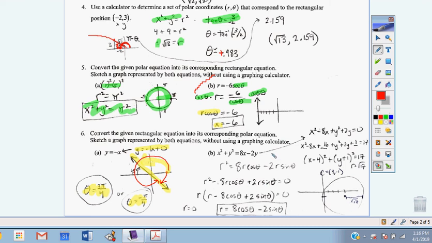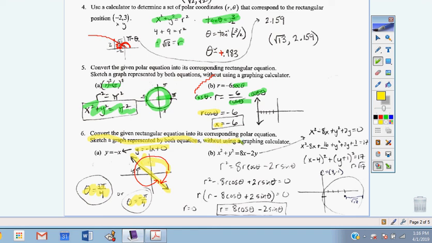Okay, let's understand this one. I think this is done in 2 parts. So I want you to see what I'm doing here first. Again, they have asked me to sketch a graph represented by both equations. It's going to be the same graph. Don't think there's 2 graphs. If there's 2 graphs, you're not grasping the concept. The concept is they're going to give you the same outcome, just in different ways.